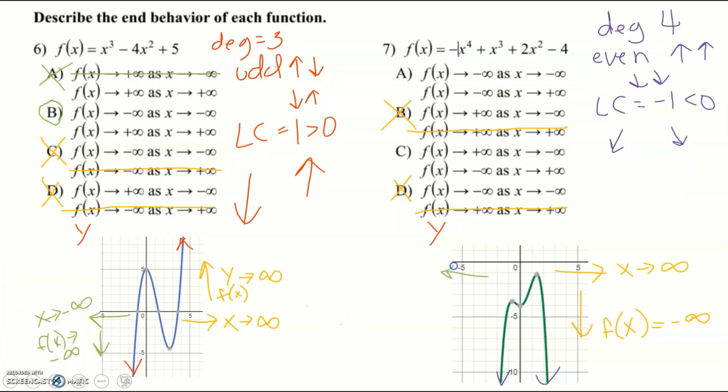As we go to the left, as x approaches negative infinity, again, our graph is going down. So f of x or y is also approaching negative infinity. So really the key thing that we want here is we want both of our f of x's to go to negative infinity, which we don't have here with C. We have an f of x going to positive infinity. A though, in both cases our f of x is going to negative infinity. So A would be our answer for number 7.